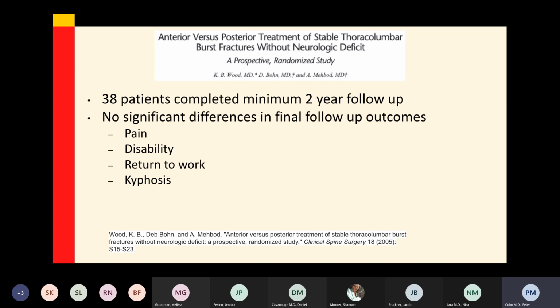So this was a prospective randomized study, again, by Wood et al. And they had 38 patients who completed a minimum of 2 years of follow-up. And what they found in their study was that patients had no differences in pain, disability, or return to work at 2 years. And interestingly, they also had almost the exact same average amount of kyphosis following their surgery, whether they were fixed with an anterior cage or posterior only fixation. And despite the surgical approach, most people's kyphosis returned to basically their preoperative level at their final follow-up.